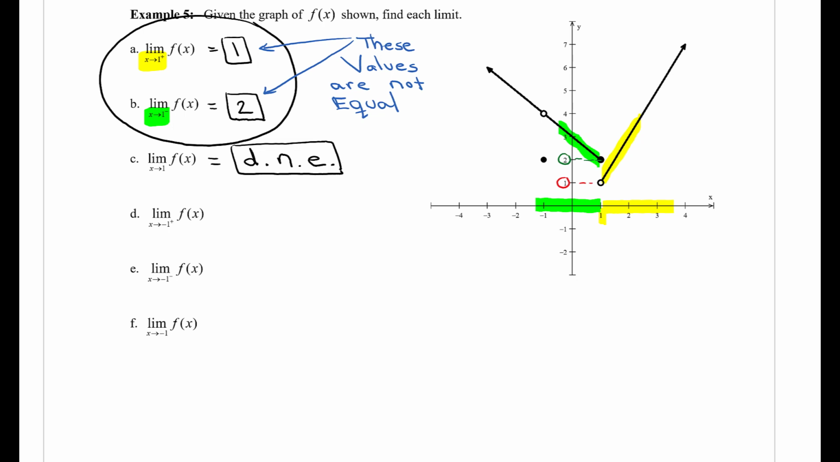for does not exist, and I'm going to box that in. All right, part D, the limit as x approaches -1 from the right of f of x.